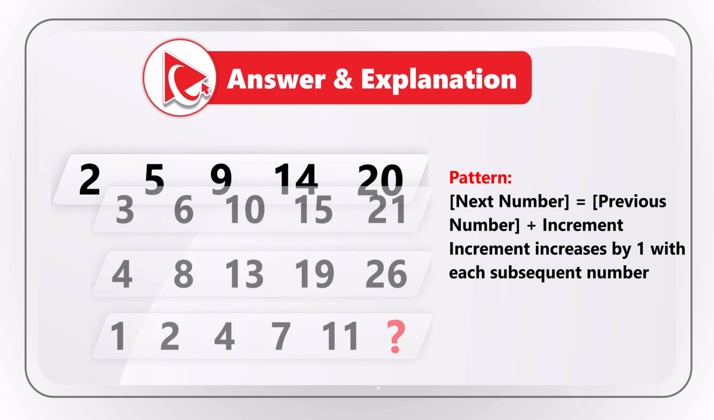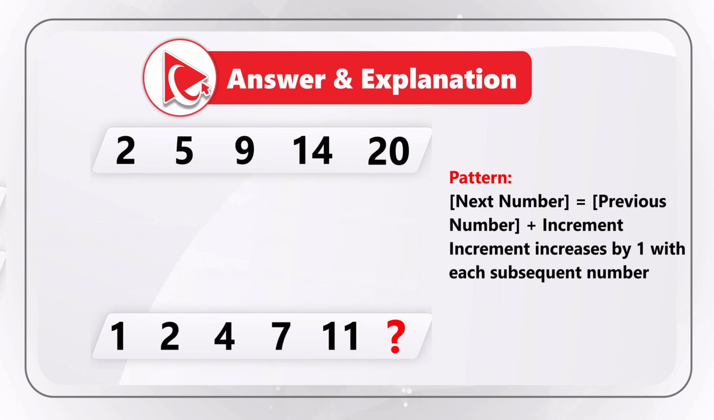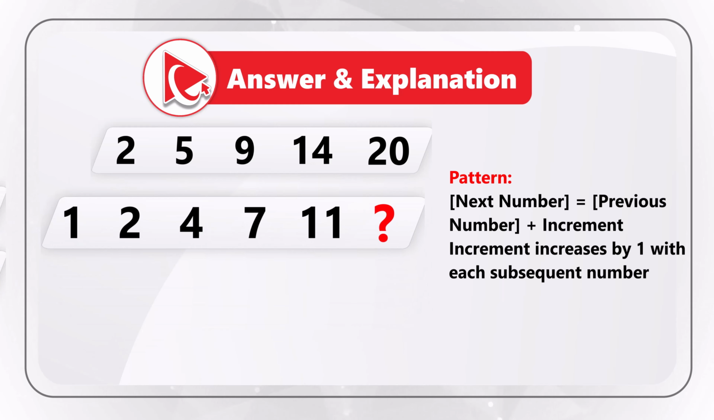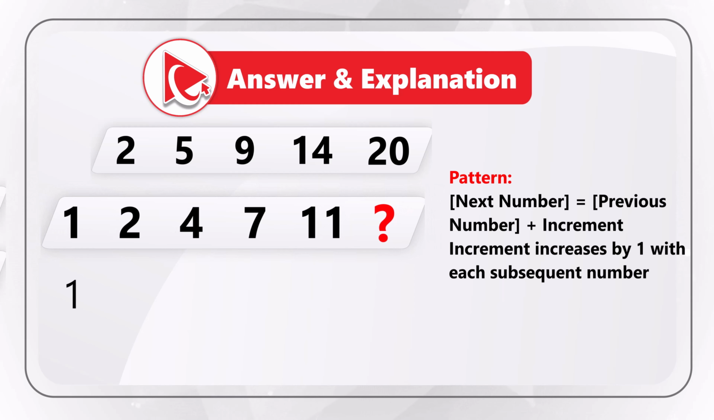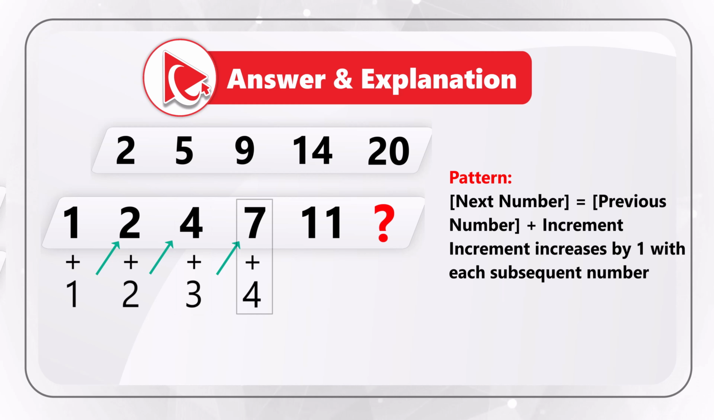I'm going to skip rows 2 and 3 so you can do calculations independently to practice your skills, but I am going to do the calculations for the last row. 1 plus 1 equals 2. Increment increases by 1, so 2 plus 2 equals 4. 4 plus 3 equals 7. 7 plus 4 equals 11. And last calculation, 11 plus 5 equals 16. So the correct answer here is choice A, 16.